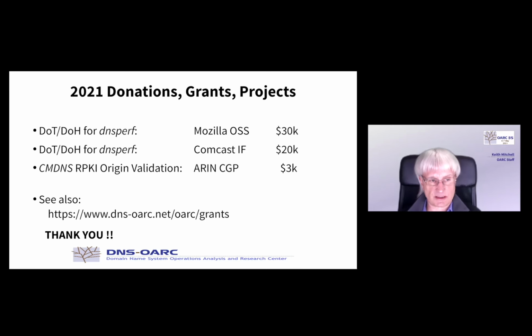We did very well with grants last year. The grants that are still running in 2021 are the ones that we've mentioned already. So a big thank you to Mozilla Open Source Support and the Comcast Innovation Fund for making the DNS-Perf DoH work possible, and to the ARIN Community Grants Program. We've listed all of the grants and donations that we received over the past couple of years on this grants page, so you can see there's good support there. If you're interested in funding us to do specific work or to make a donation, we'd love that. But thank you to everyone that supported us.